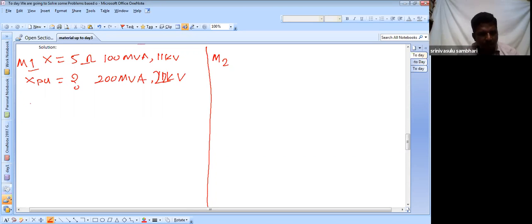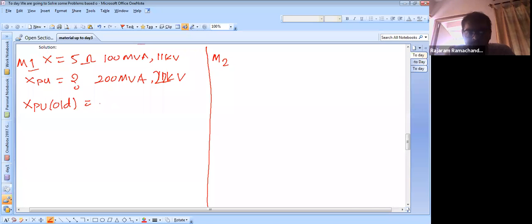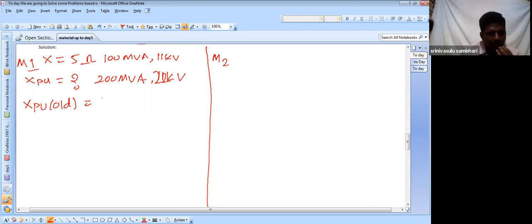Now here, according to our definition, we don't know the X per unit on the old base. First, we have to find it. What is the fundamental formula for per unit reactance? X in ohms into base MVA by base kV square. X actual is 5, base 100 MVA, 11 kV, so 100 over 11 square.